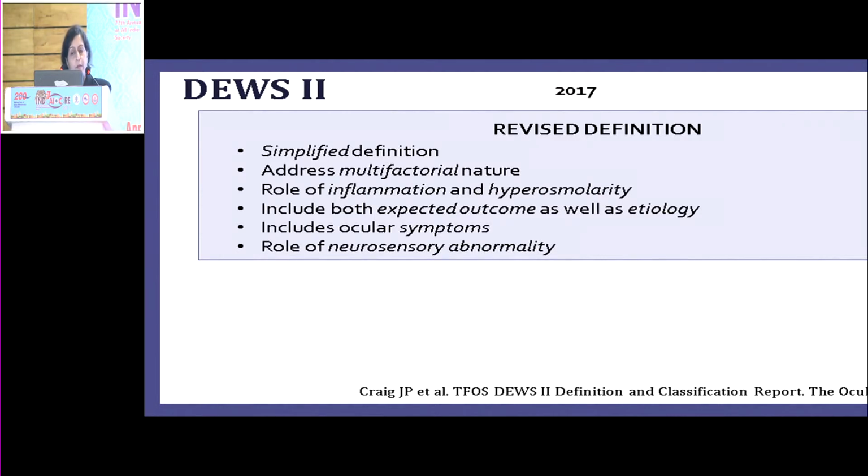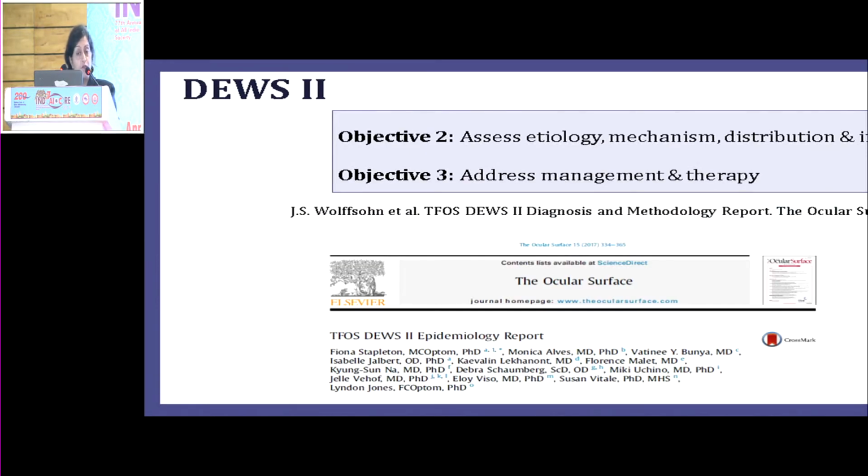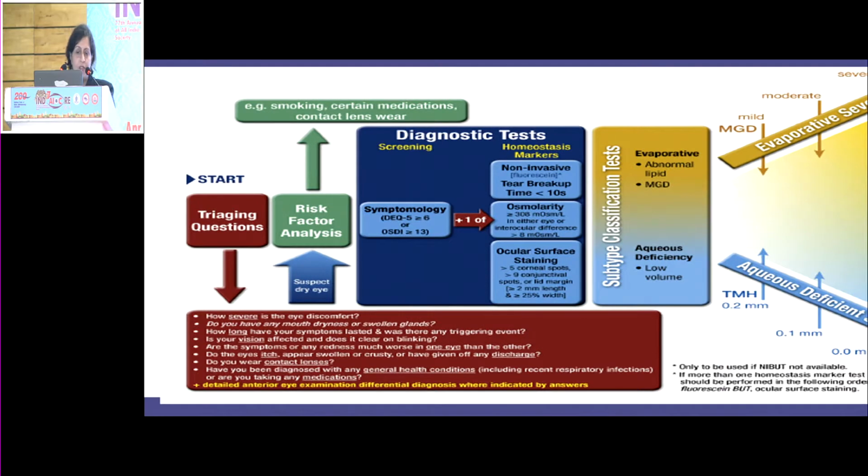It has addressed the multifactorial nature. The role of inflammation and hyperosmolarity is now ingrained in the definition, showing that the knowledge is more and it is more strong. It also has included expected outcomes as well as etiology. It also included symptoms. Symptoms play an important role, and the role of neurosensory abnormality, as you realize in some of the masquerade syndromes. So this is the definition, and the objective also assesses the etiology, mechanism, distribution and impact, and also addresses the management and therapy.